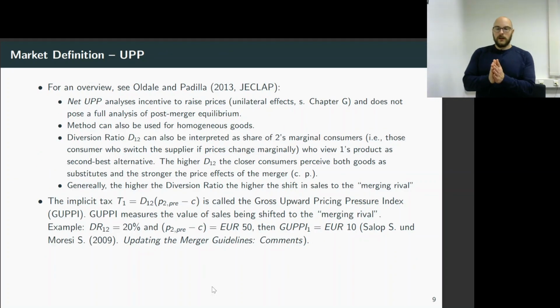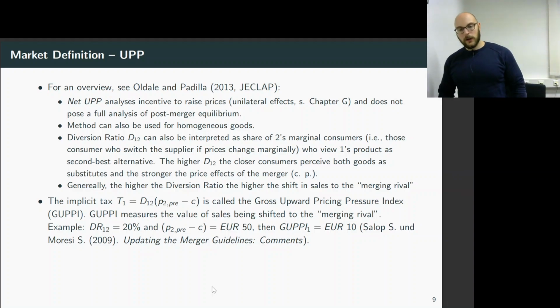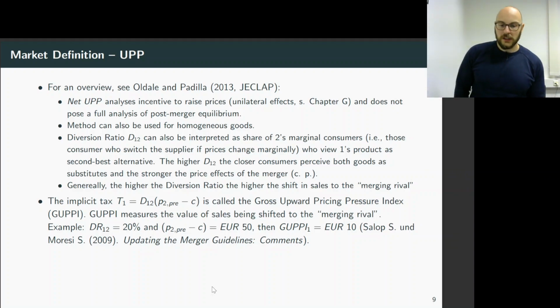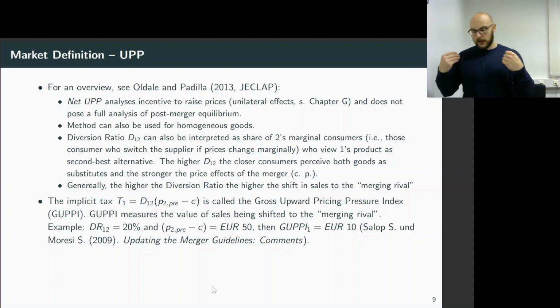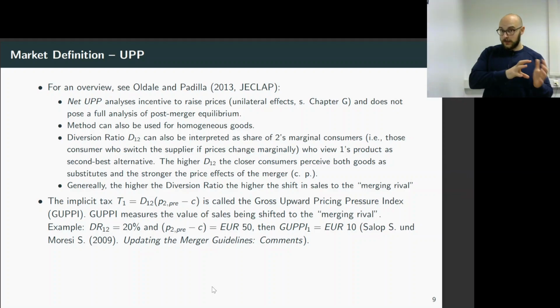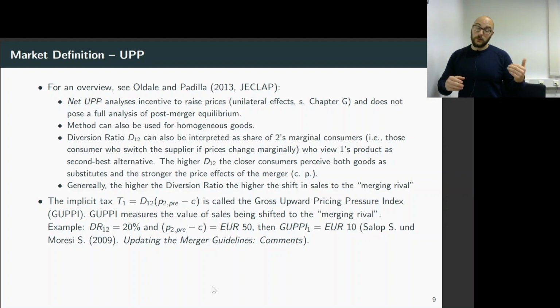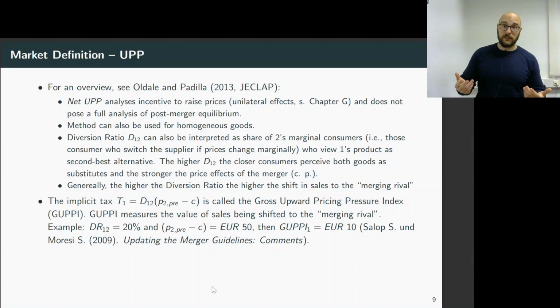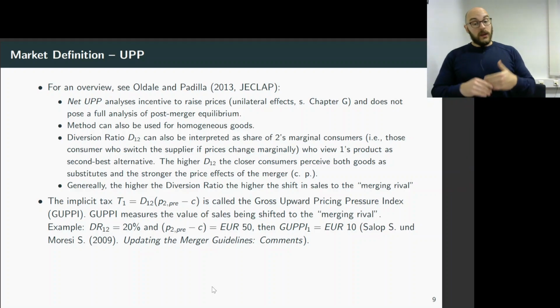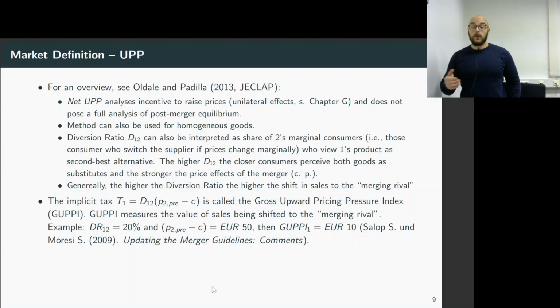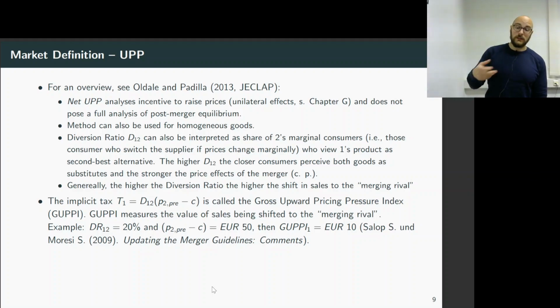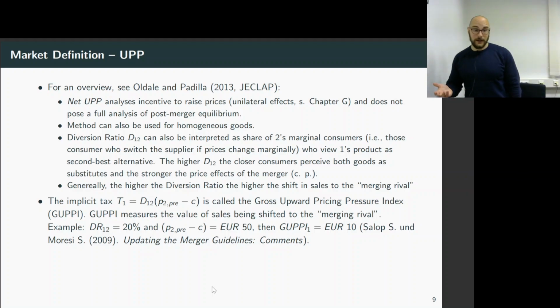And if you want to have an overview of the test, then you can have a look at the Oldale and Padilla paper of GCLAP 2013. It summarizes the test, and it states that the test is not a full analysis of the post-merger situation. However, even if this partial approach tells you that the prices will tend to increase, then this tells us something, right? It is clear that the method can also be used for homogeneous products, in which case the diversion ratios would be pretty clear, actually.